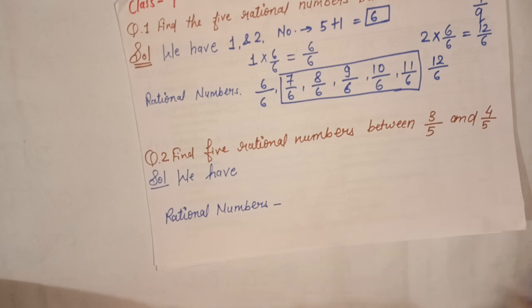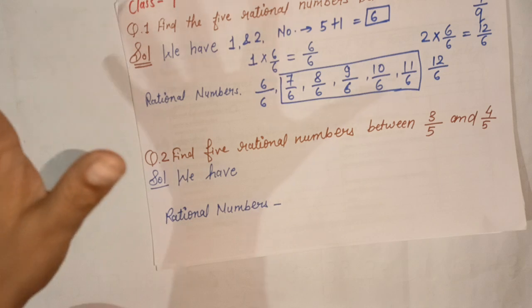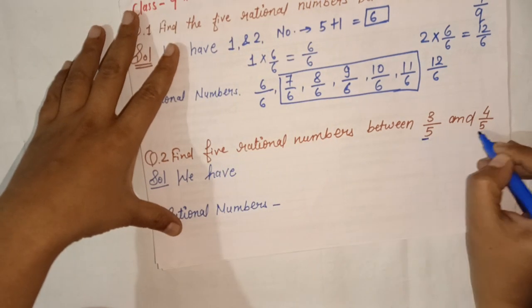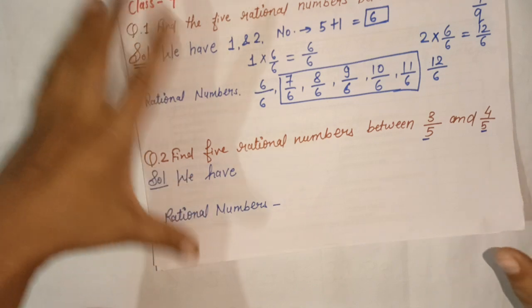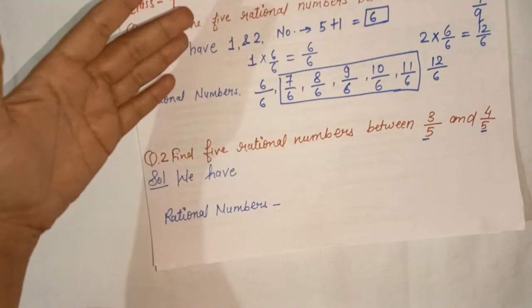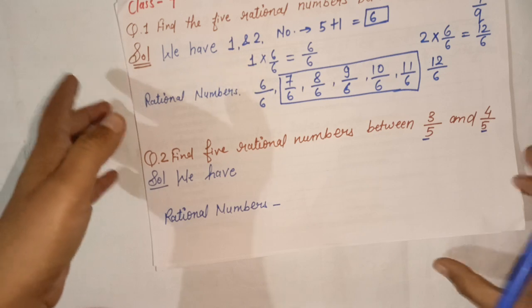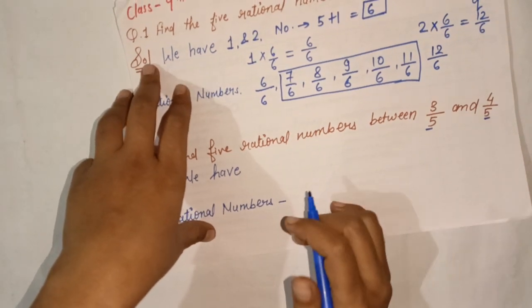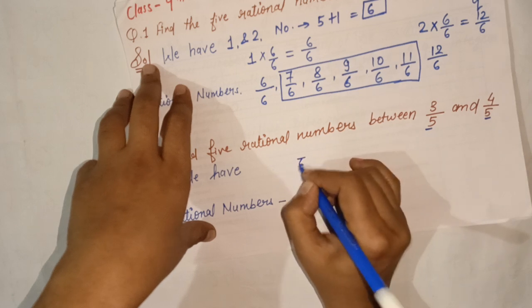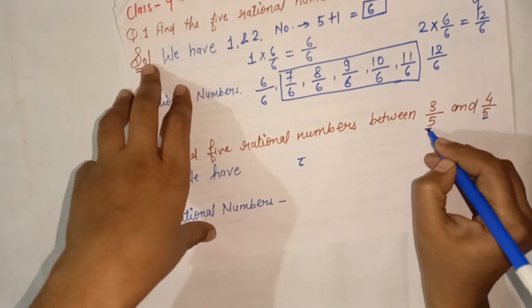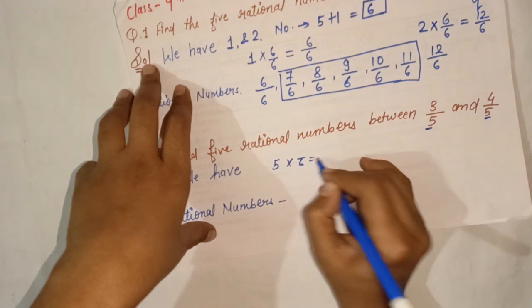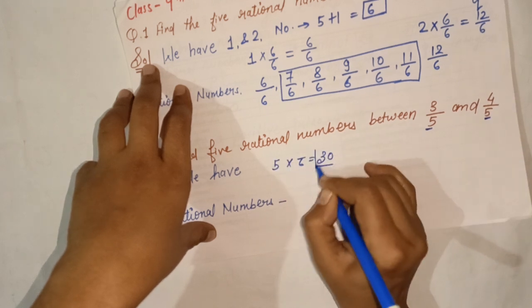Find 5 rational numbers between 3 by 5 and 4 by 5. Now they have given us 2 rational numbers and they are asking whether any other rational numbers exist in between these two numbers. So yes, definitely there are many numbers existing and they are asking about 5. That means our required denominator should be 6. But there is one more denominator given to us. So our required denominator should be 30 here.